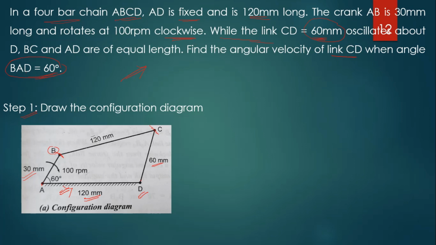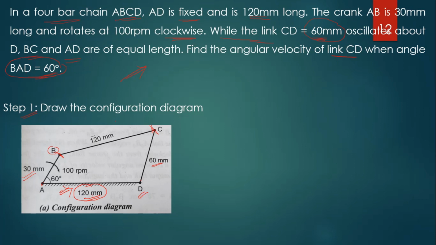Still we have to find point C. See, BC and AD are equal length. So, BC is equal to AD. The dimension of AD we know is 120 mm, so take a compass, measure 120 mm, take B as a center point and cut the arc. The cutting point is called point C, right. Mention the dimensions 120, 60, 120 mm and 30 mm.